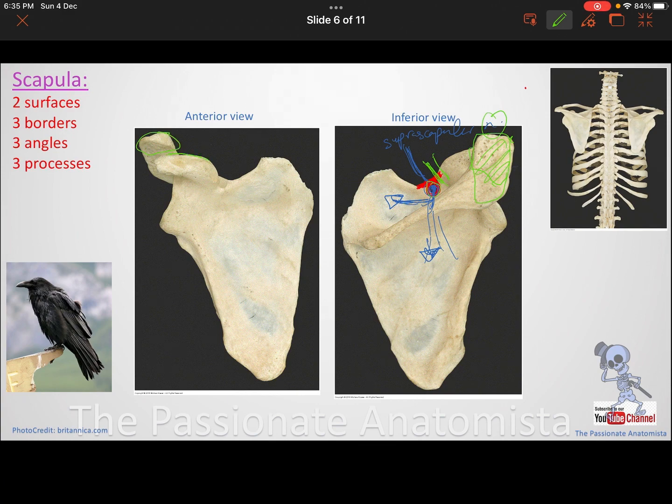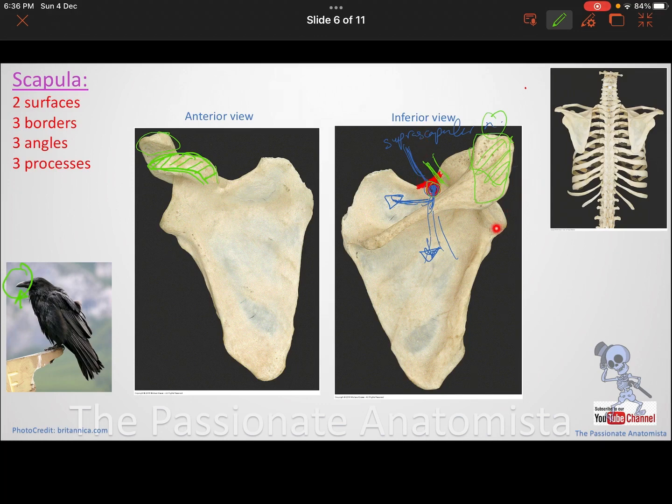And coracoid means the beak, all right? So coracoid exactly looks like the beak of a crow. That is what we call the coracoid. So it looks like a beak. These are the processes that we have in the scapula: the spine, the acromial process, and the coracoid process. So we have three processes.